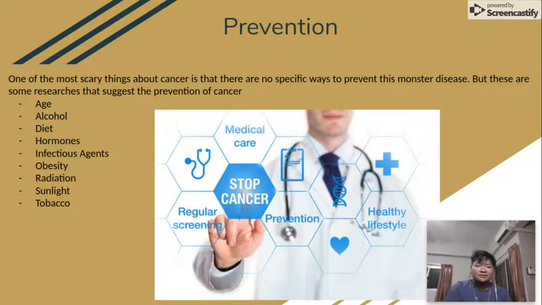So, prevention. One of the scariest things about cancer is that there's not a perfect way to prevent it. If there's any reason, it's that it's just unlucky. But age is very important. When you are older, your protection for the cell cycle, your checkpoints, will get a bit worse, which can let the cancer cells come and grow.